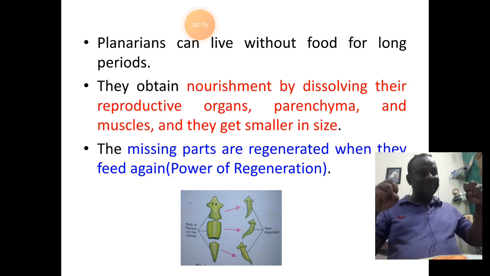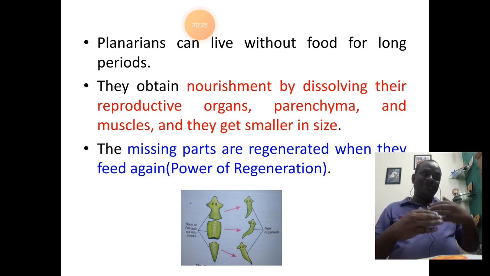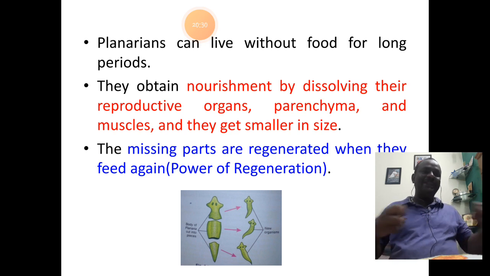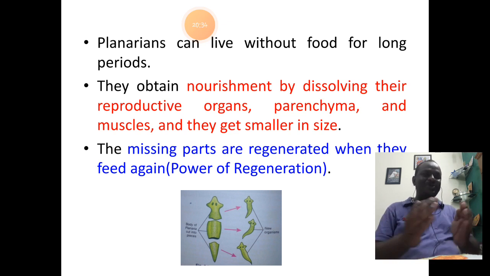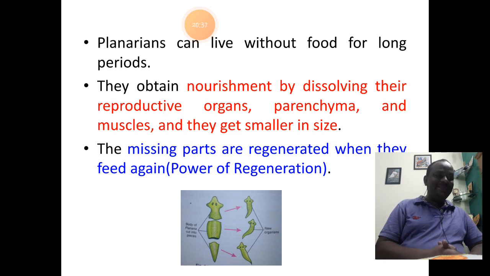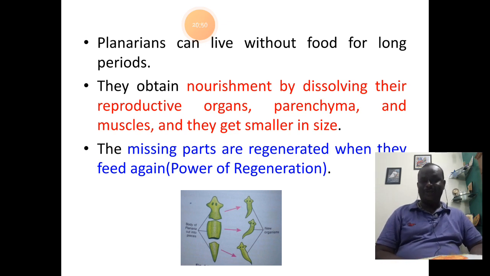These reproductive organs will be dissolved. So the food or nutrients it gets during starvation is its own organs. So those organs are eaten away by the animals. Thereby the planaria will reduce in its size, and such missing parts will be regenerated back during the onset of the favorable conditions. This we call the power of regeneration.